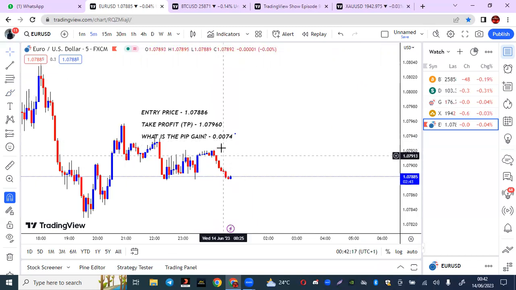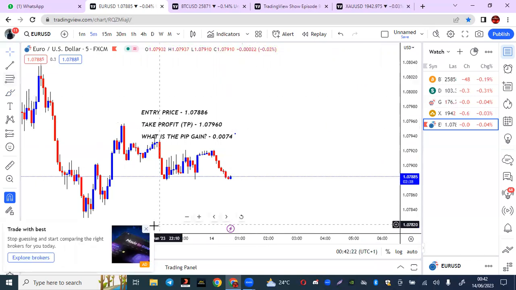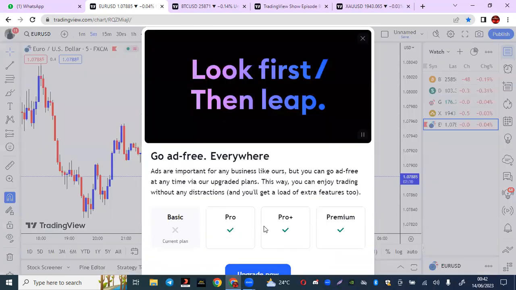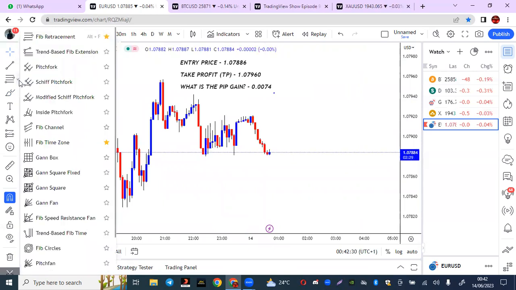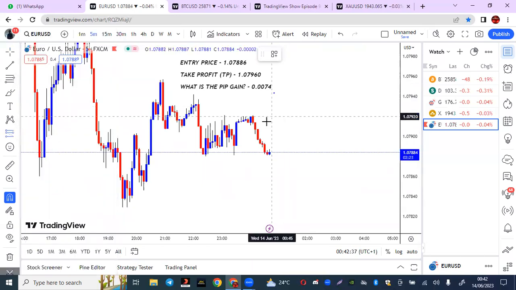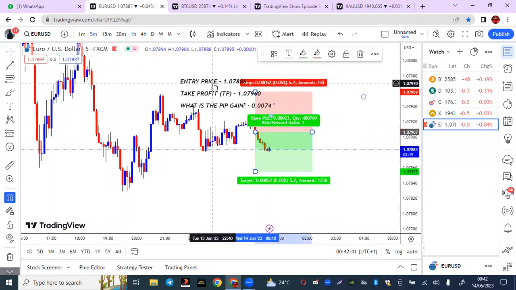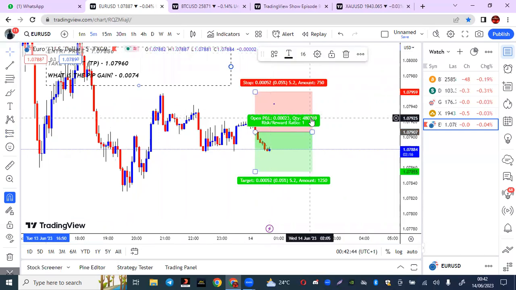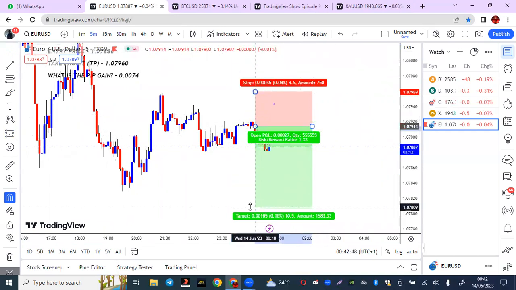Yeah, it's clear, man. Okay, so if we want to sell, let me use this short position now, because it shows the values instantly. This is Euro USD now. Let's say we are selling.